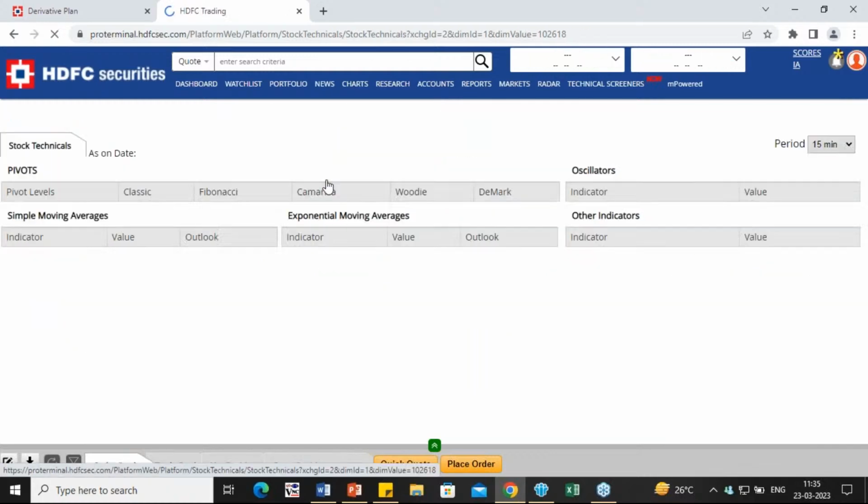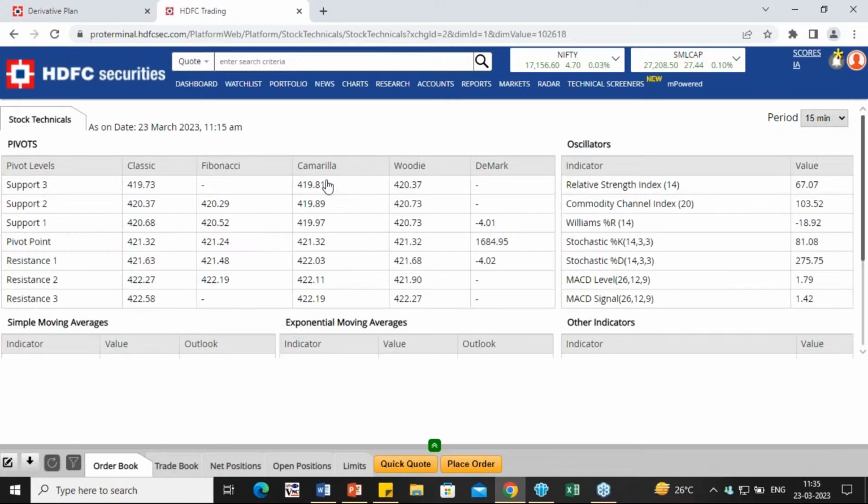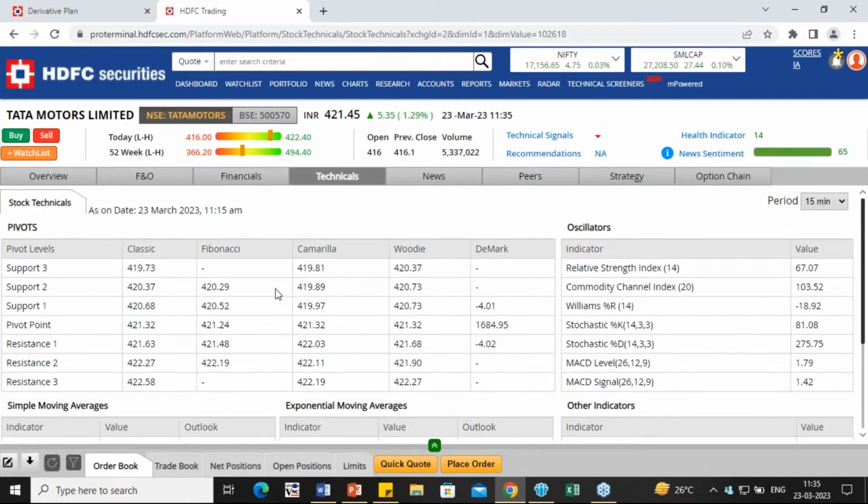Fourth is the technicals. You can see the technicals. In the technicals, those who don't know how to plot all the levels, charts, pivot points, Fibonacci into the chart, for them we have come up with the technicals. Here you can see all the levels: support 3, support 2, support 1, pivot points, R1, R2, resistance 1, resistance 2, resistance 3. The classic pivot levels, Fibonacci levels, Camarilla, Woodie, and Tema.